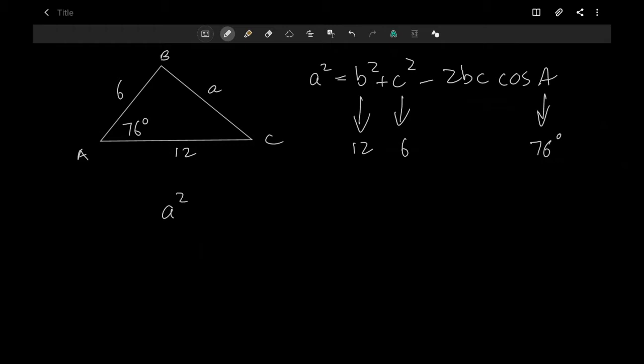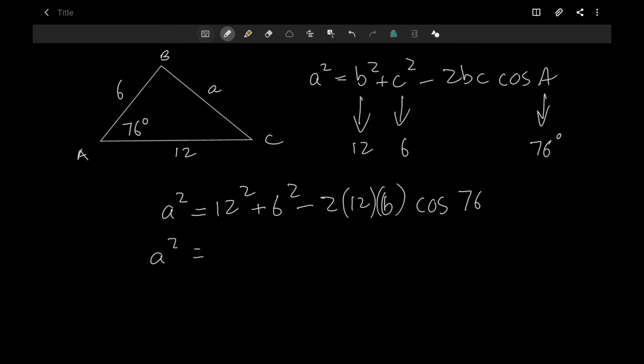That gives us a squared is equal to 12 squared plus 6 squared minus 2 times 12 times 6 cos of 76 degrees. We plug all of this into a calculator and we get a squared is equal to approximately 73. So solving for a, a would be the square root of 73, which gives us approximately 8.5. Now let's look at another example.